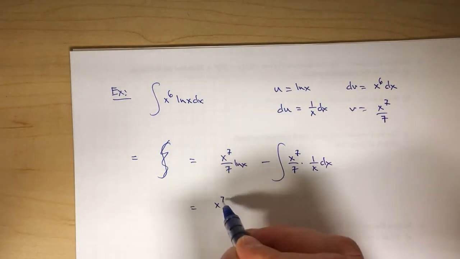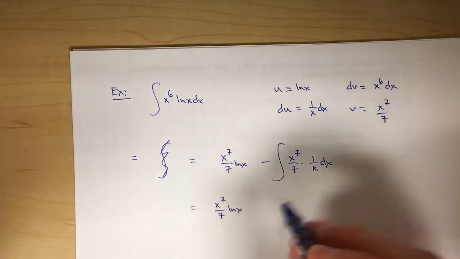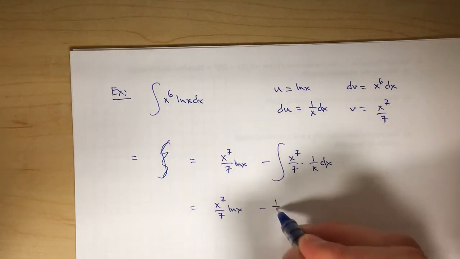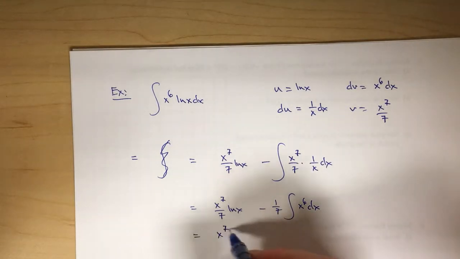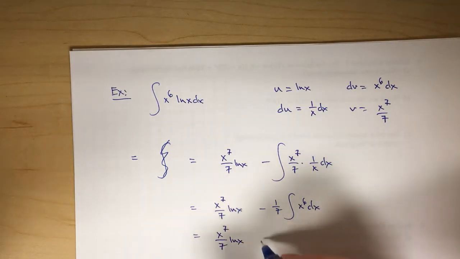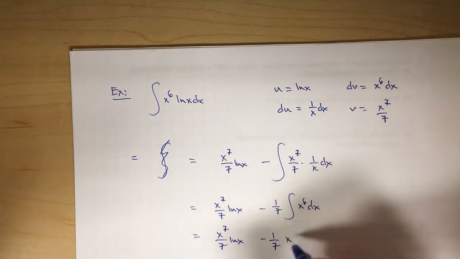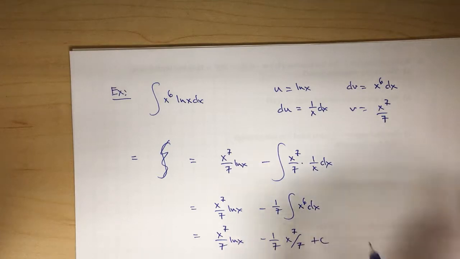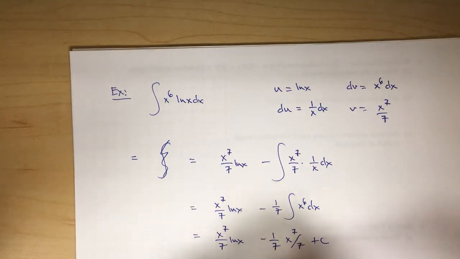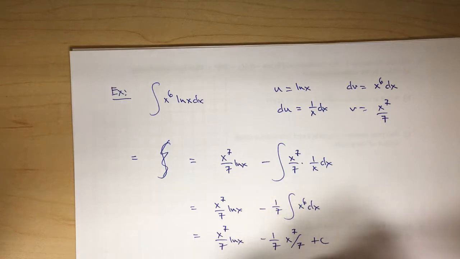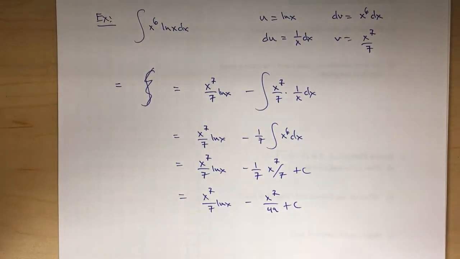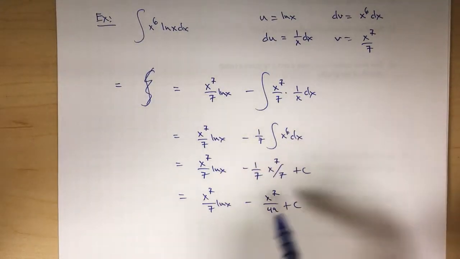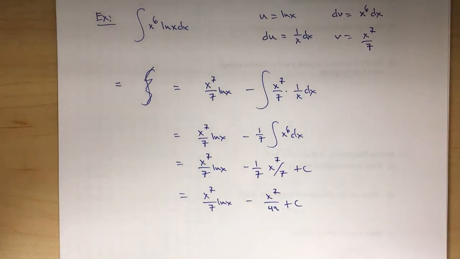And that's just x to the seventh over 7 ln x minus 1/7 antiderivative of x to the sixth dx, which is nice and easy. So that's x to the seventh over 7 ln x minus 1/7 x to the seventh over 7 plus c, which is now x to the seventh over 7 ln x minus x to the seventh over 49 plus c. So basically, that just allows me to simplify my integral down quite a bit and leave some other pieces outside.